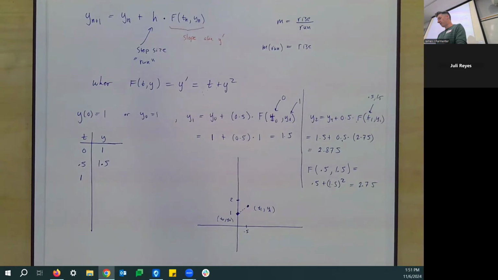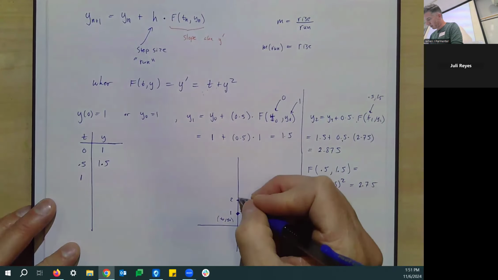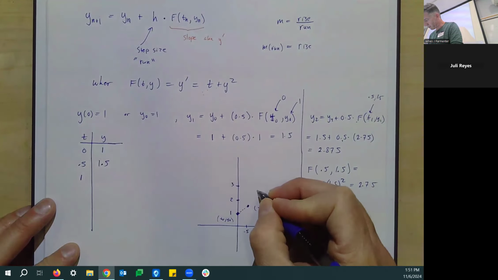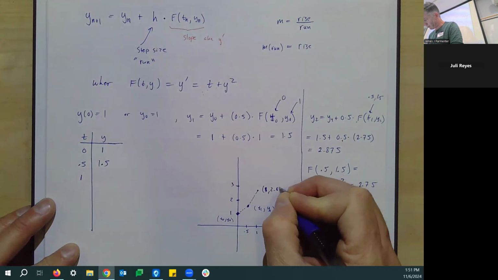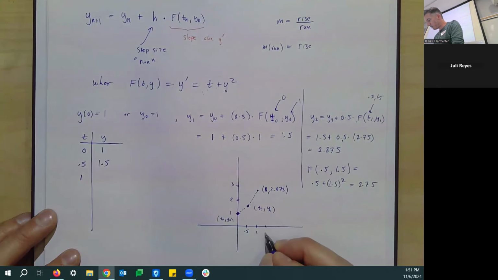As I often feel about methods like this, eventually you start needing a calculator to just do the calculations. Then you might as well just use the calculator to solve the thing in the first place. So then the next one here, we're going to go over half again and then up to 2.875. That's 1 comma 2.875. We have to do this 2 more times till we get to an input of 2.